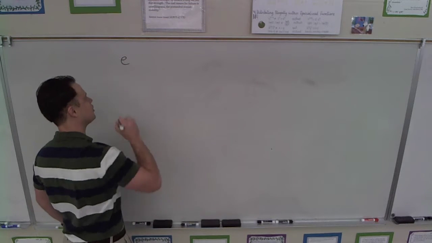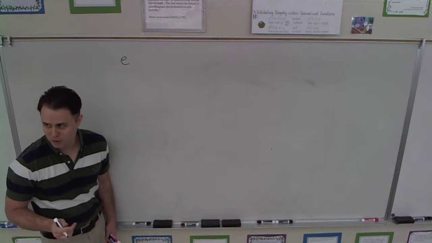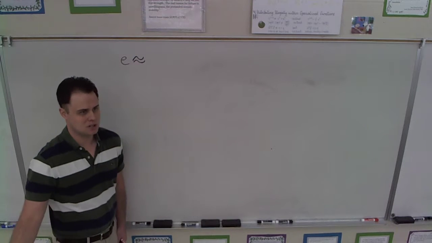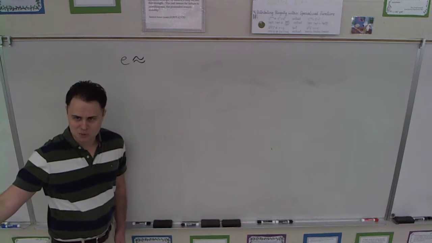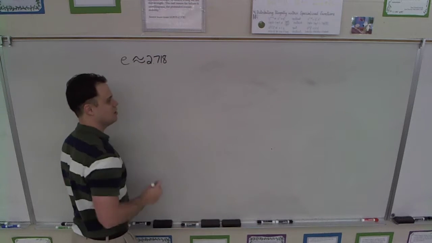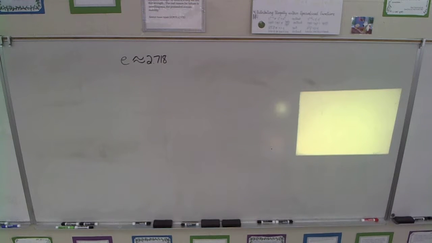So e, we're going to be looking at for the first time in this chapter. It's a special number, just like pi, and you need to memorize approximately what it is because it has no terminating decimal, but approximately it's 2.718. It's of course in many places on your calculator because of how important it is and how often you use it if you do anything with math or science.